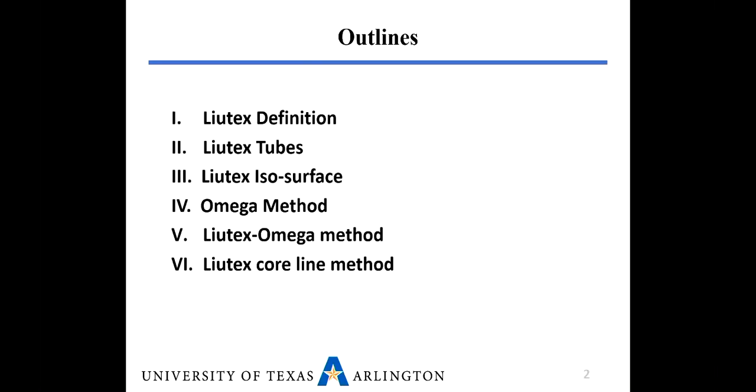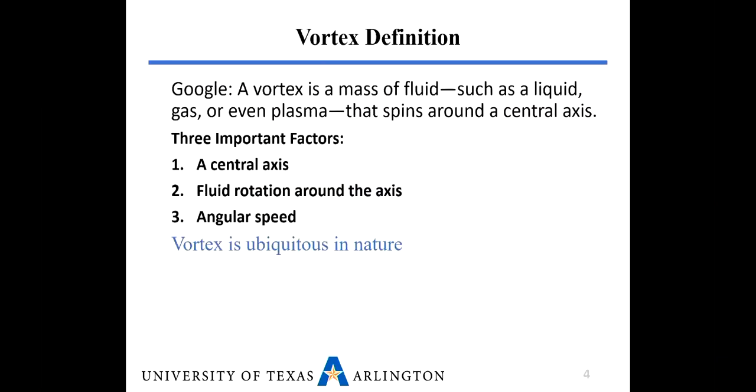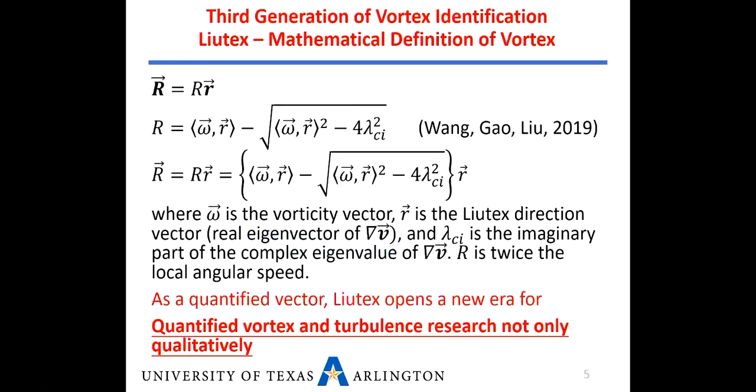So as we said, we have six principles. We already talked about that. Nutex has the central axis and has angular speed. Nutex is twice the angular speed. Well, this meets the requirement. And we have the formula. The formula is clearly vorticity and shear. Vorticity minus shear, you get a pure rotation. That's what I say.